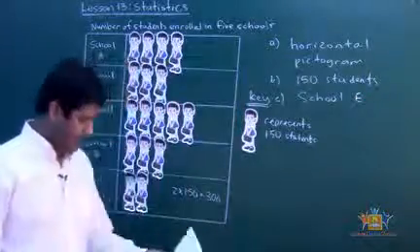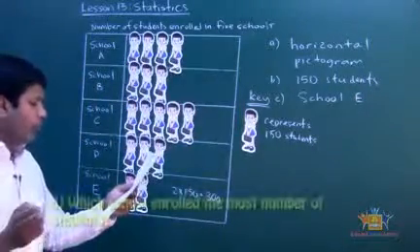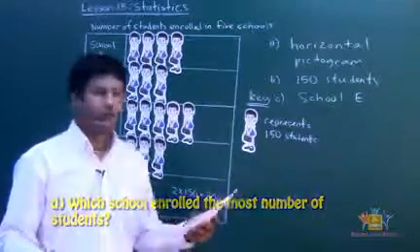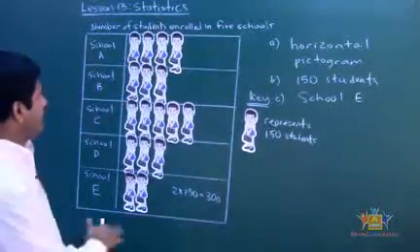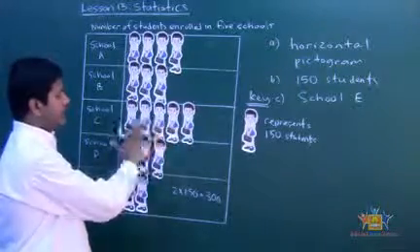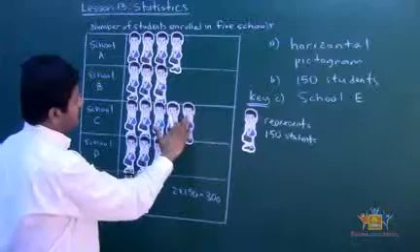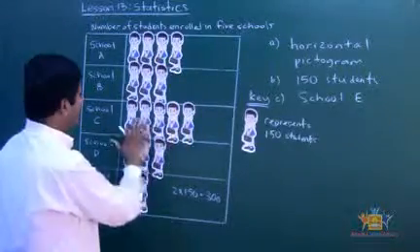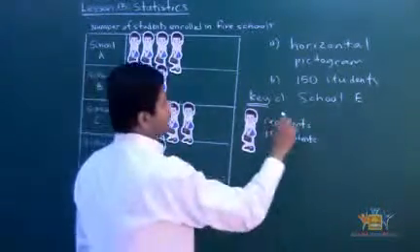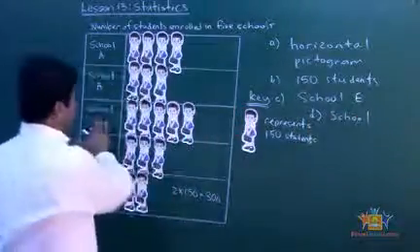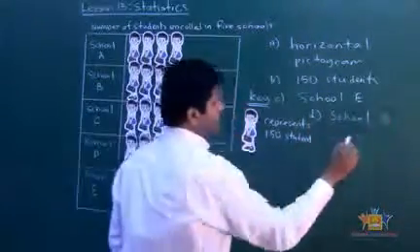And then D, which school enrolled the most number of students? Which one would that be? The one that sticks out the most. In this case, this is the one that sticks out. You can see that. This one sticks out compared to that one. That means school C. So for D, school C.